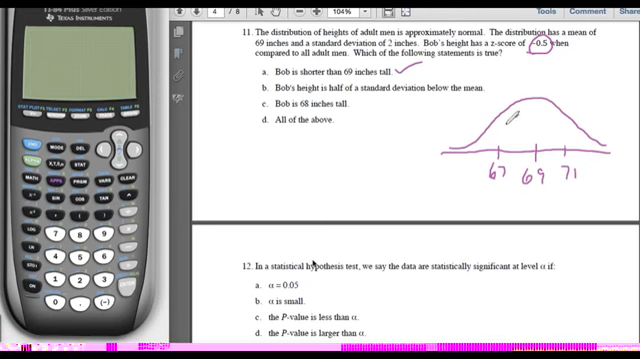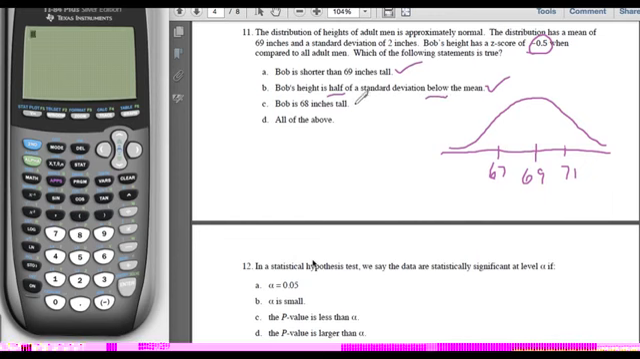If the z-score is negative, the value is below the mean. If the z-score is positive, it's above the mean. If the z-score is 0, it is the mean. B says Bob's height is half a standard deviation below the mean. That is also true. By definition, the z-score is how many standard deviations a value is either above or below the mean. So because the z-score is negative 0.5, it is half, or 0.5, of a standard deviation, and it's below the mean because it's negative.